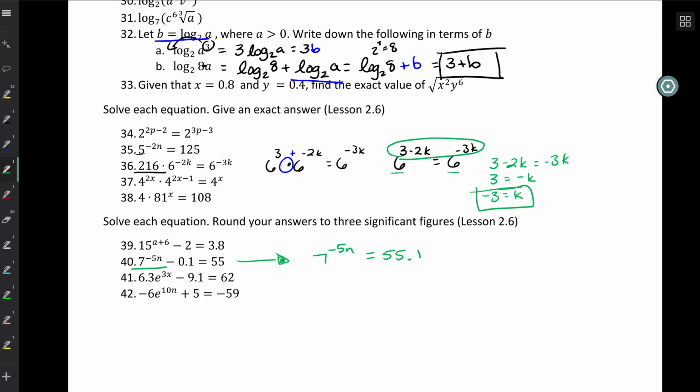Now, we can't divide by 7. That's a very common mistake. As soon as they, oh yeah, we just divide by 7 and then we're going to divide by negative 5 and boom, we're home. No, this is an exponential equation. We've got our variable in the exponent. So there's two different ways that we can approach this. We can take the log of the same base with both sides, or we can rewrite as a logarithm. Either way works. I'm kind of a fan of taking the log of both sides.